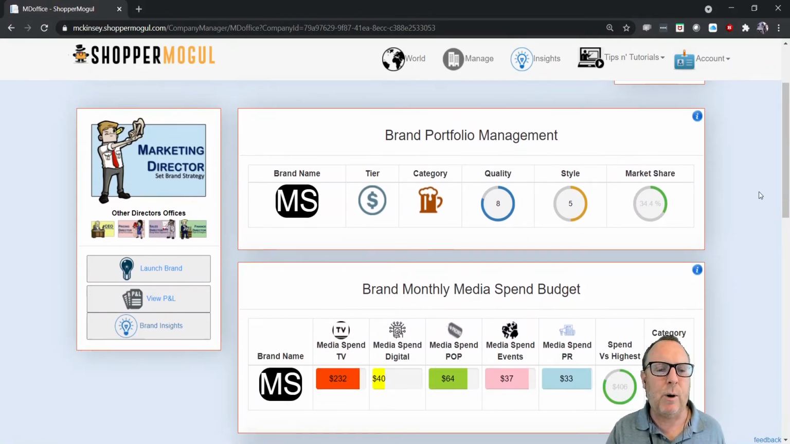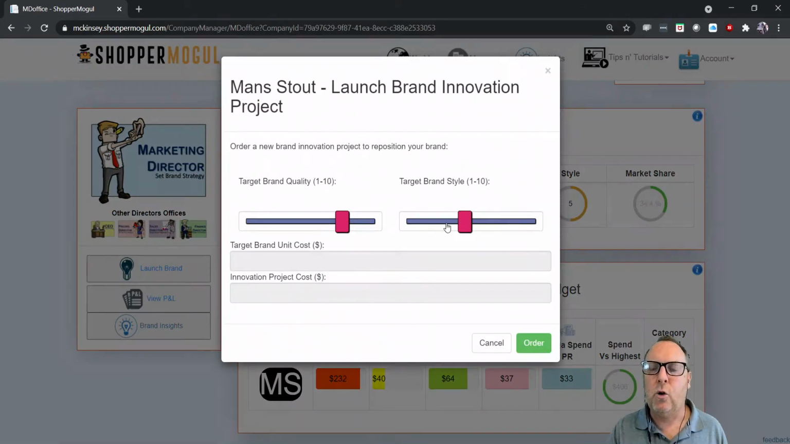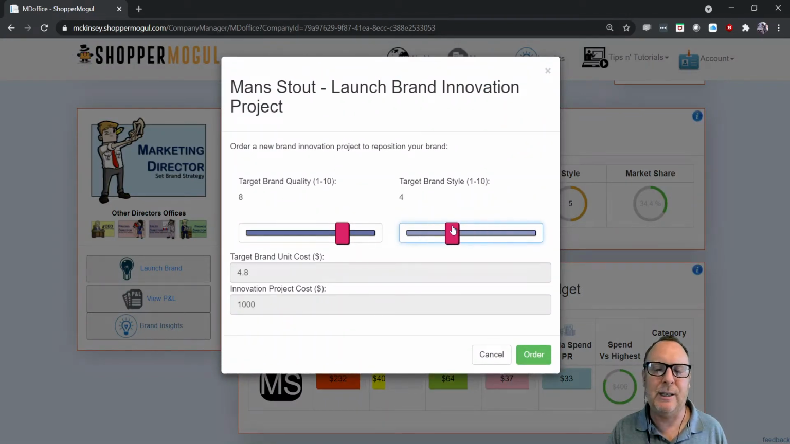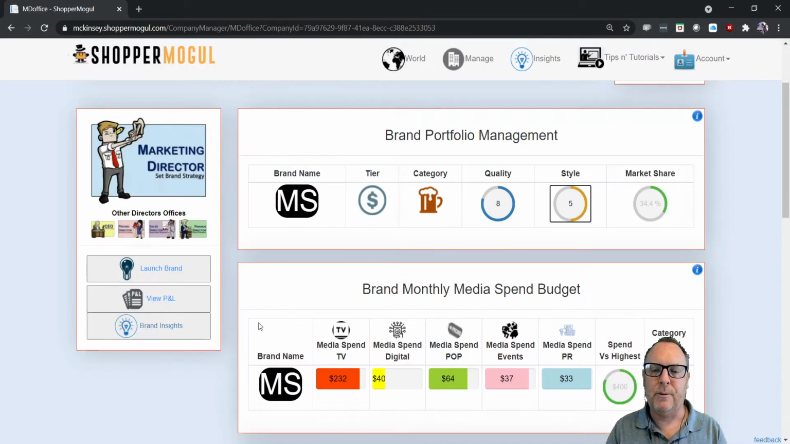But in essence, the main role of the marketing director is to manage the portfolio of brands that's available. So he's the guy who has the big button to launch new brands. He's also the guy who can reposition brands that are already in the market. Almost everything is interacted with through slidey bars, so you can simply say, okay, I'm going to change this brand from where it was to up and down. As you change things, you'll see that the cost to produce the product will change, and you'll also incur an innovation cost to run the project. We're going to cancel that. I'm not launching any projects.